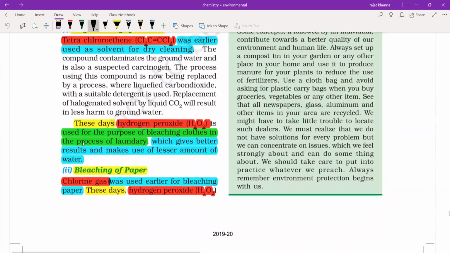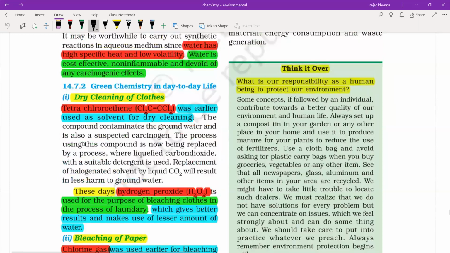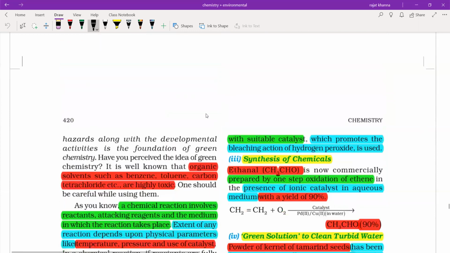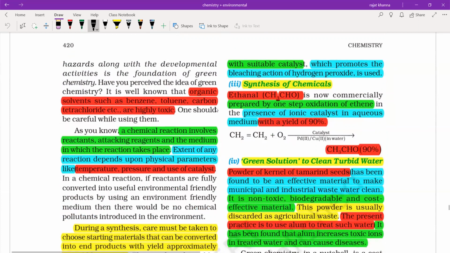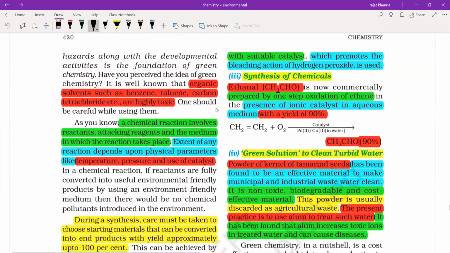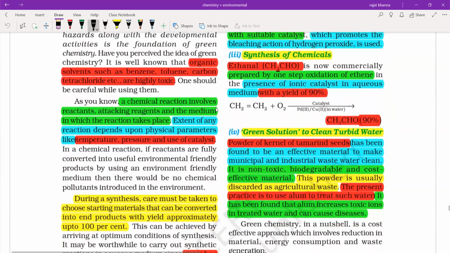Bleaching of paper. Chlorine gas was earlier used for bleaching of paper. These days, hydrogen peroxide with a suitable catalyst is used to perform the bleaching action. Synthesis of chemicals. Ethanol is commercially prepared by one-step oxidation of ethene in the presence of an ionic catalyst in an aqueous medium, with a yield of 90%.